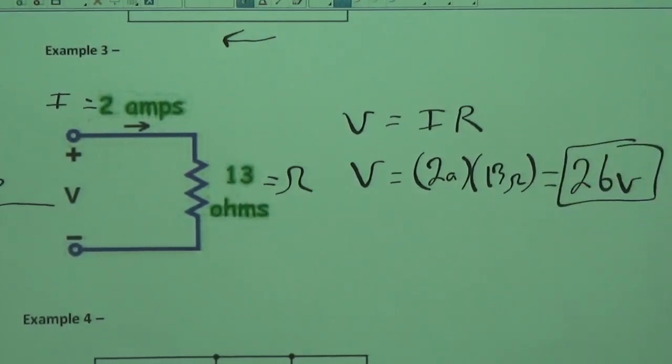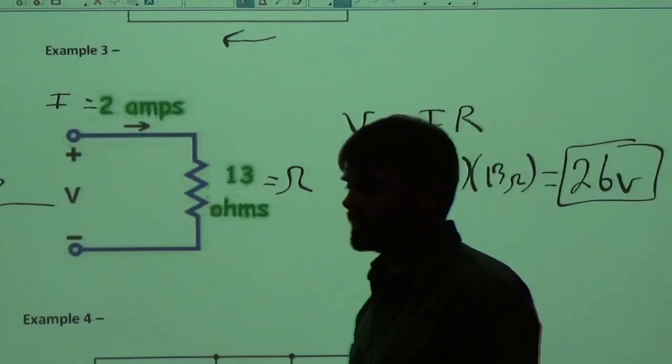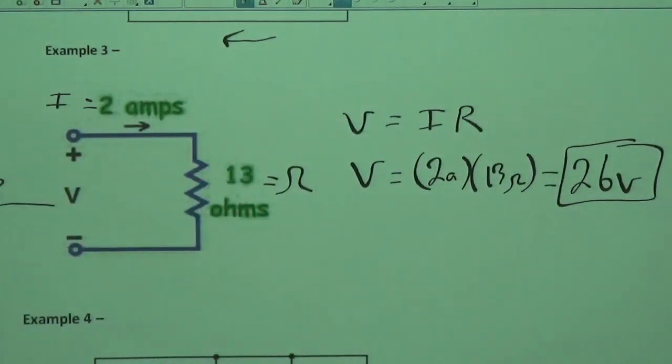So the voltage of whatever this battery source is, or voltage source is, has to be at least 26 volts in order for the 2 amps to flow through the 13 ohm resistor.